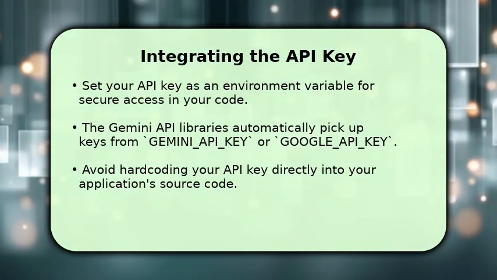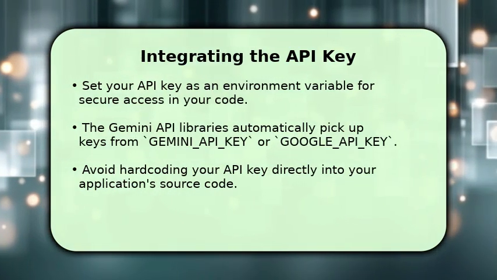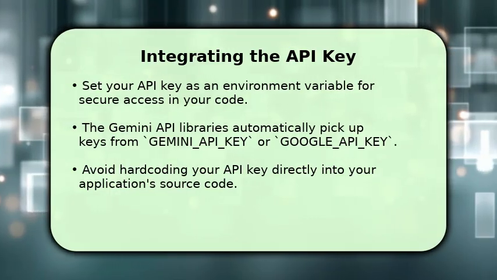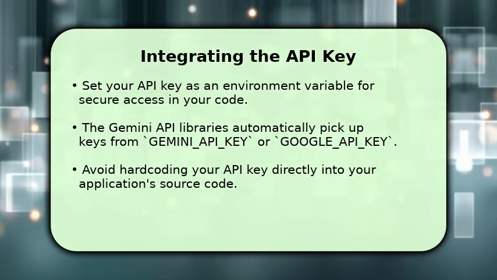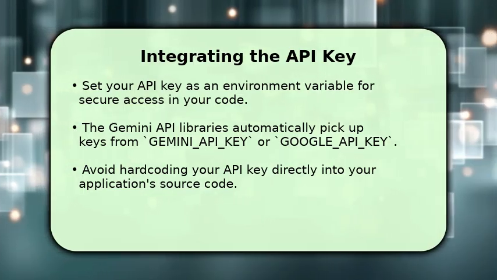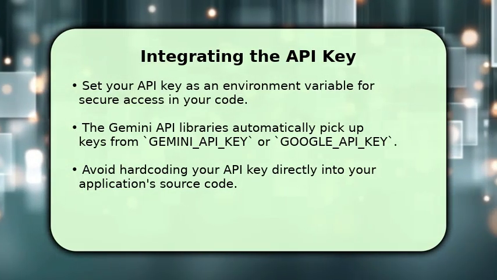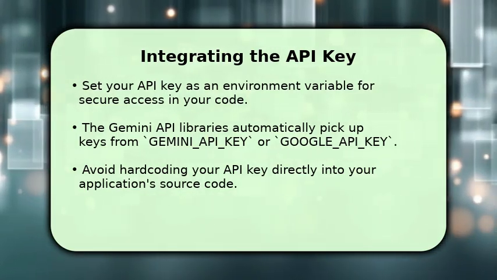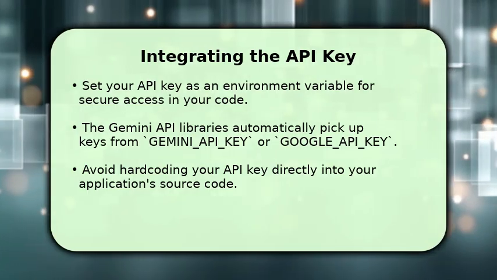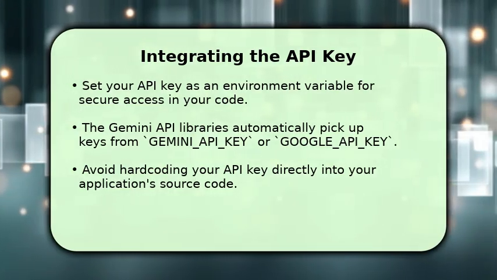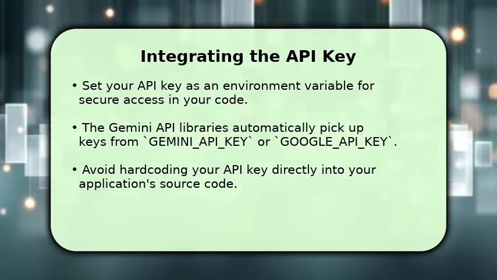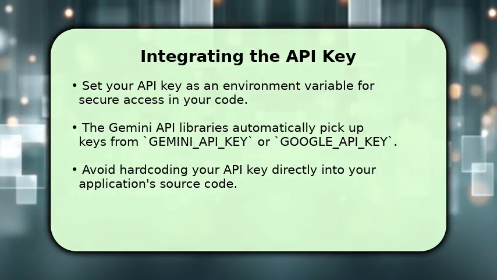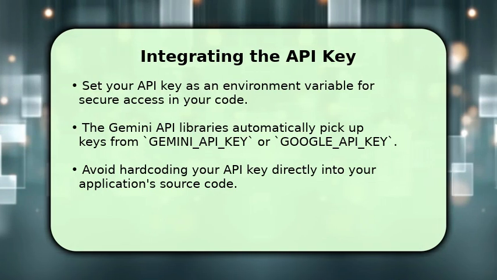Once you have your API key, integrating it into your projects is key. The most secure and recommended method is to set your API key as an environment variable. The Gemini API libraries are designed to automatically detect keys stored under names like Gemini API Key or Google API Key. This practice prevents your key from being directly embedded in your code, which is a significant security risk. Remember, never hardcode your API key directly into your application's source code.